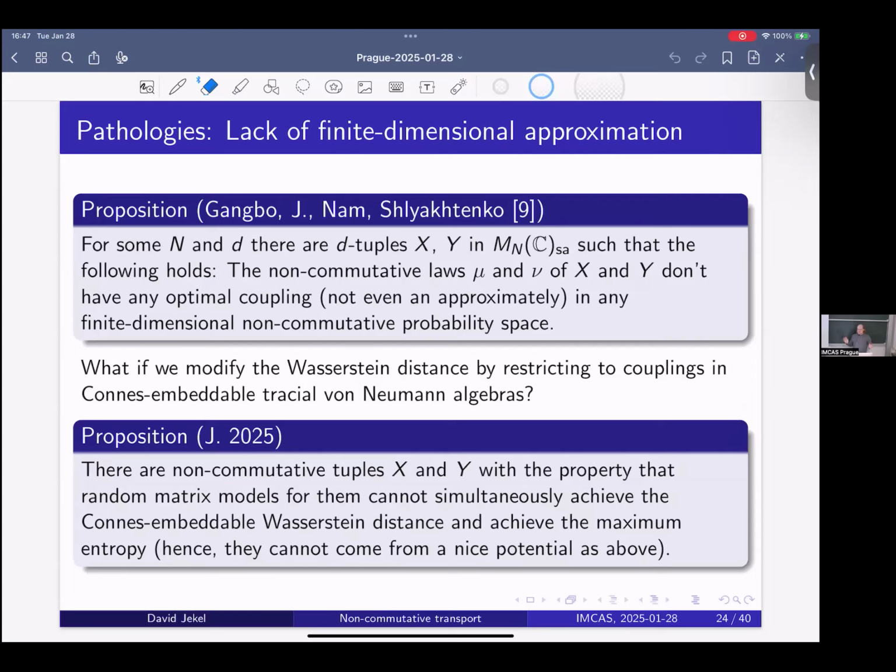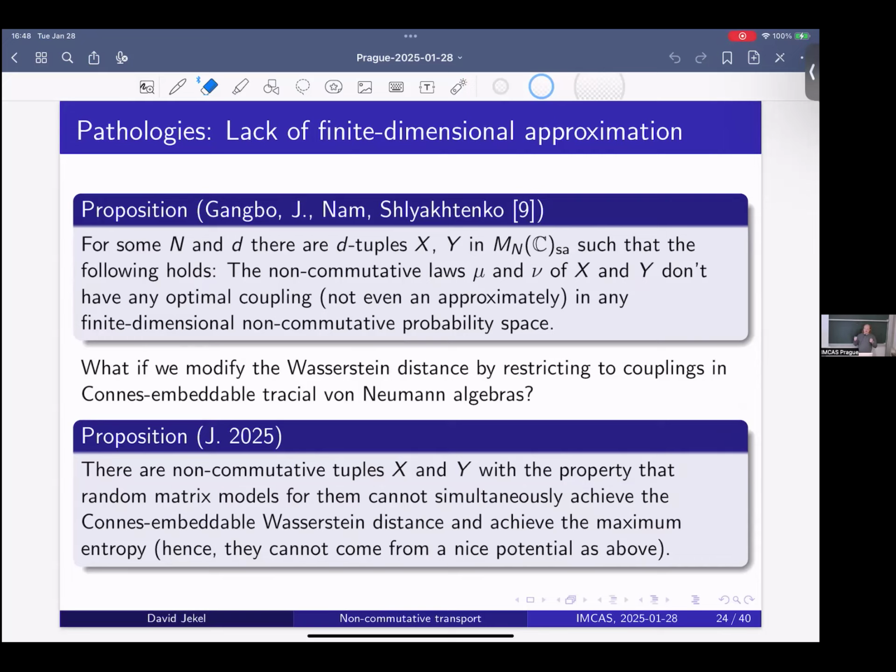But maybe that seems kind of cheap, because what if you just restricted to couplings that occurred in coembeddable von Neumann algebras? Then could you get this to work? The answer to this is also no, in some sense, because there will be some non-commutative tuples where even if you use the coembeddable Wasserstein distance, you cannot approximate this. This Wasserstein distance won't be the limit of the Wasserstein distance of any nice random matrix models like this.